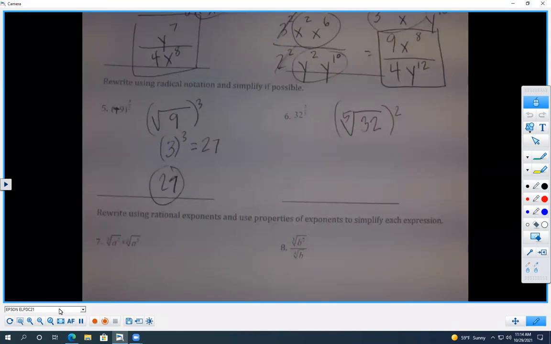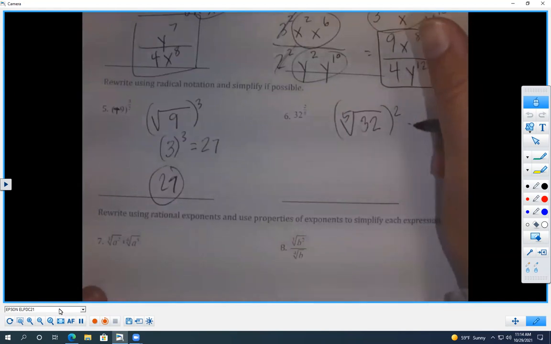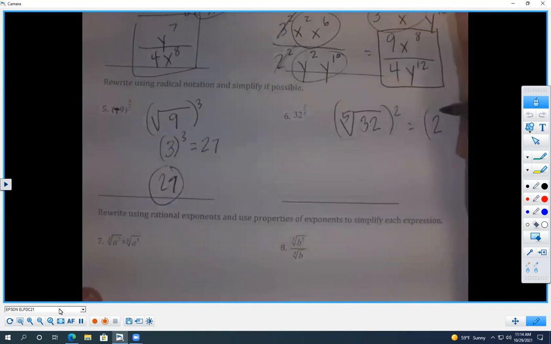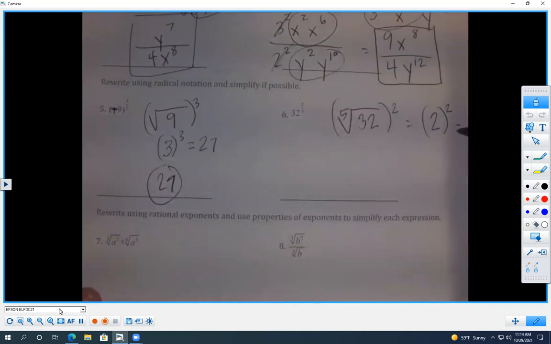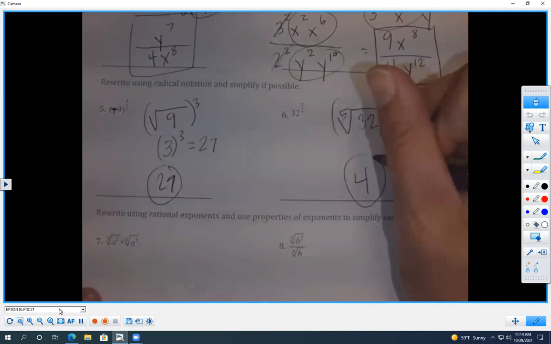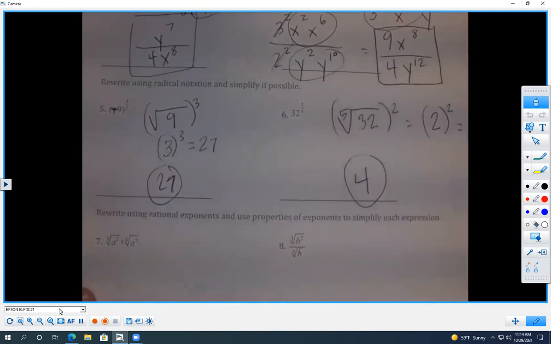So the 5th root of 32, what times itself 5 times gives me 32? Probably 2, right? 2 times 2 is 4, 4 times 2 is 8, 8 times 2 is 16, and then the last one, 16 times 2 is 32. So yeah, the 5th root of 32 is 2, and then 2 squared is 4. Questions about that?